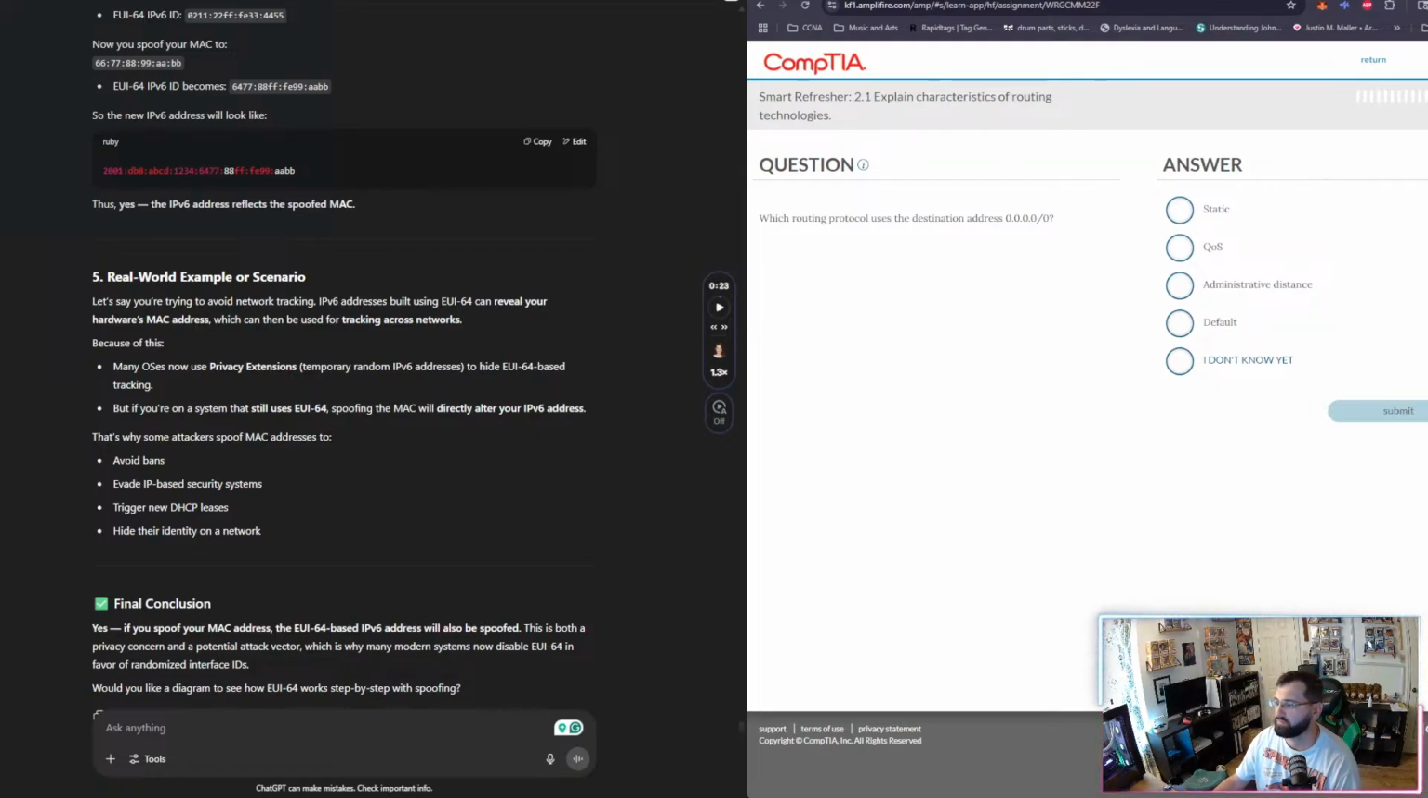Let's loop that. So quality of service, no. Administrative distance, no. I'm going to say default. The reason I got to that is that I know what static is. Static is when you just put something in manually. Quality of service is literally as it sounds, the quality of a service that you are giving. Administrative distance is another vocabulary term that I cannot remember, but I know it has nothing to do with an IP address that's all zeros. So default must be the answer.